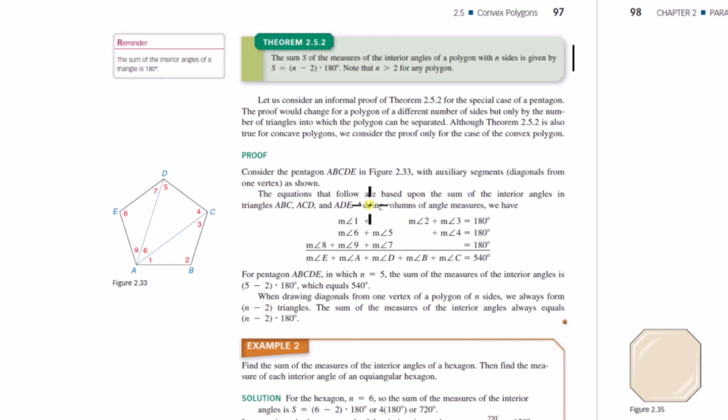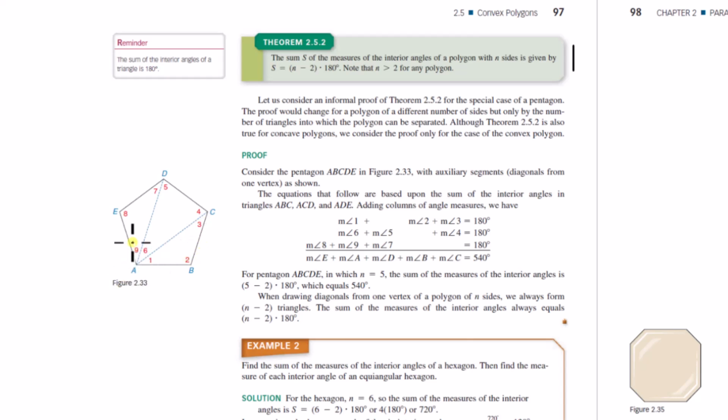So okay, let's see. The equations that follow are based upon the sum of the interior angles in triangles ABC, ACD, and ADE. All you're going to do is say this angle plus this angle plus this angle is 180. This angle plus this angle plus this angle is 180. This angle plus this angle plus this angle is 180. So you get these three separate equations. Then you can add the three equations. So you add all of the angles on one side, and then you add 180 three times on the other side. So you get 180 times 3.